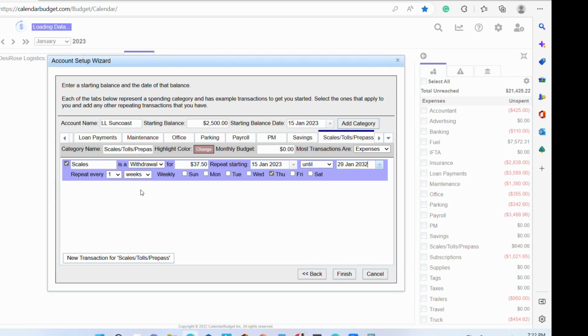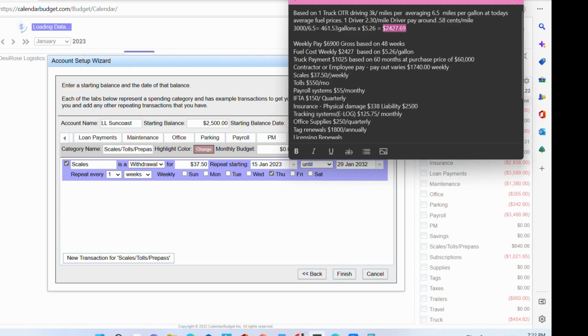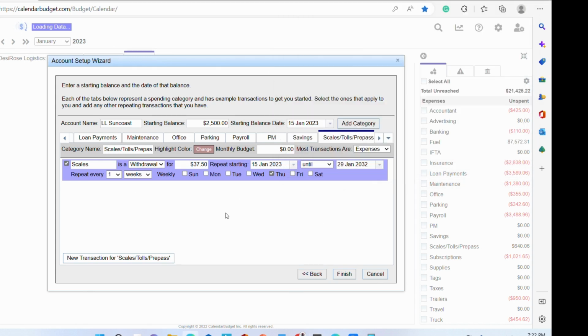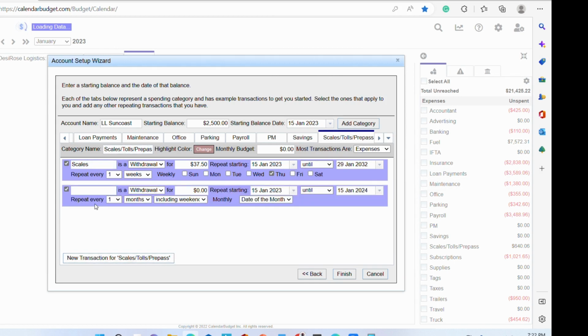So I put it on Thursday. Then you're going to have your tolls. These are your monthly fee. Some tolls, unless you decide to pay them outright, you see I already have tolls listed here. So I'm just going to click here, new transaction. And on this one, I'm going to click tolls.